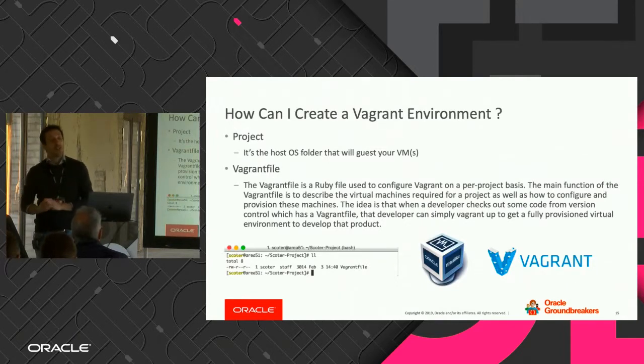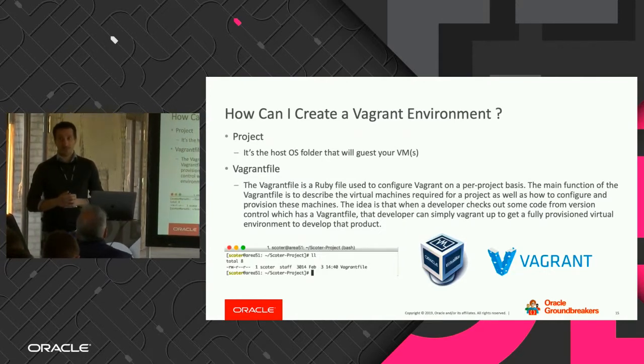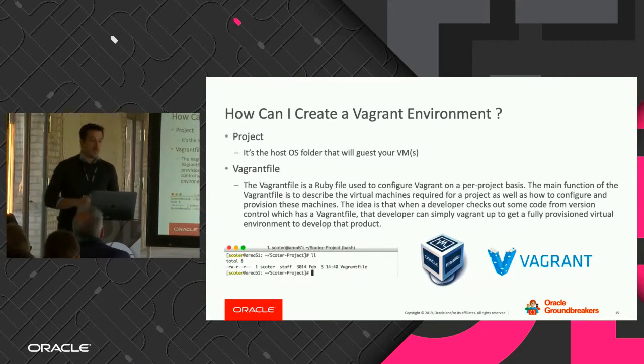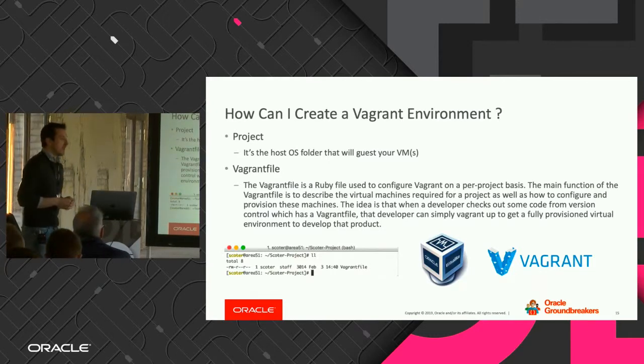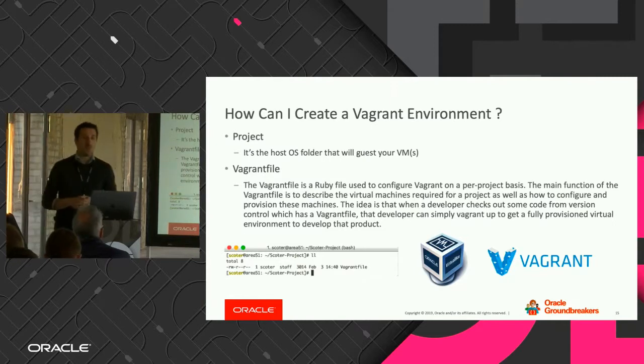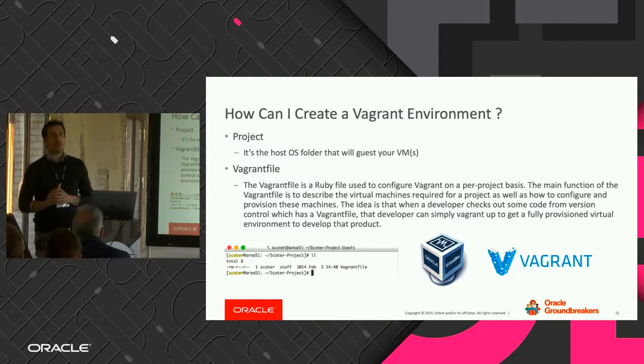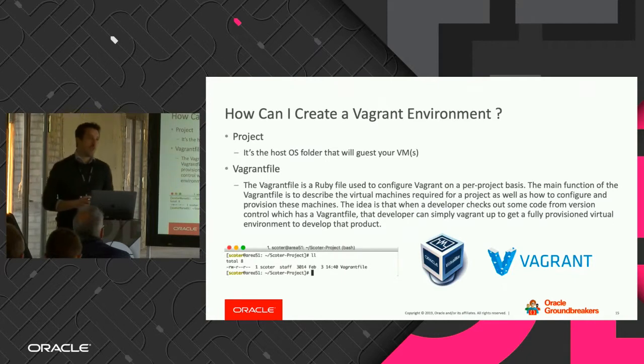Yeah, and how can I create a Vagrant environment? So it's very, very easy. Personally, let me say, I never read the Vagrant documentation, just because it's so easy. At the end, in Vagrant, we have the concept of project. The project is a directory, a folder. So a folder is a Vagrant project, and within this folder, you have one unique configuration file named Vagrantfile.